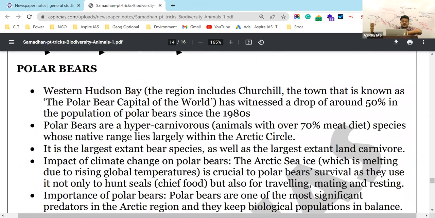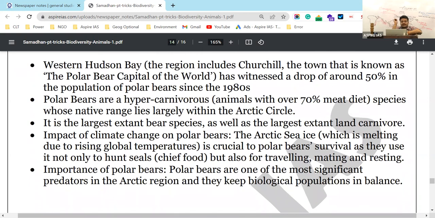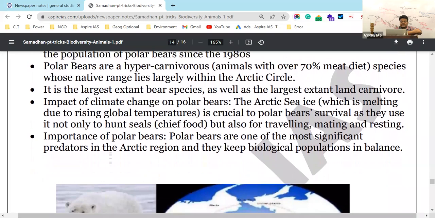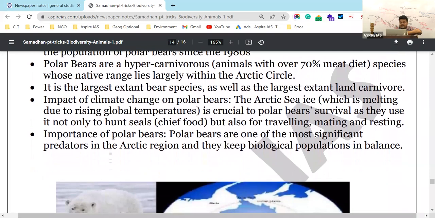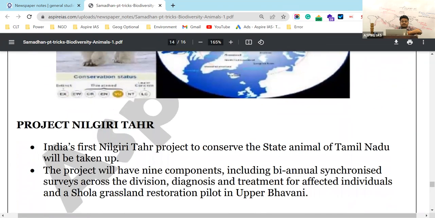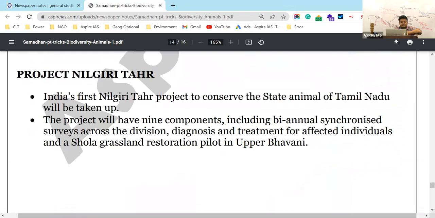Then polar bears, Western Hudson Bay. Hudson Bay is near Canada. The region includes Churchill. The town is known as the polar bear capital of the world. PT examination, very important: polar bear capital of the world, Churchill, Hudson Bay. Polar bears are hypercarnivorous, 70% meat diet species whose native range is mainly the Arctic Circle, and they are going into hibernation. So their food is also declining. Their major food is harbor seal, and they are vulnerable.